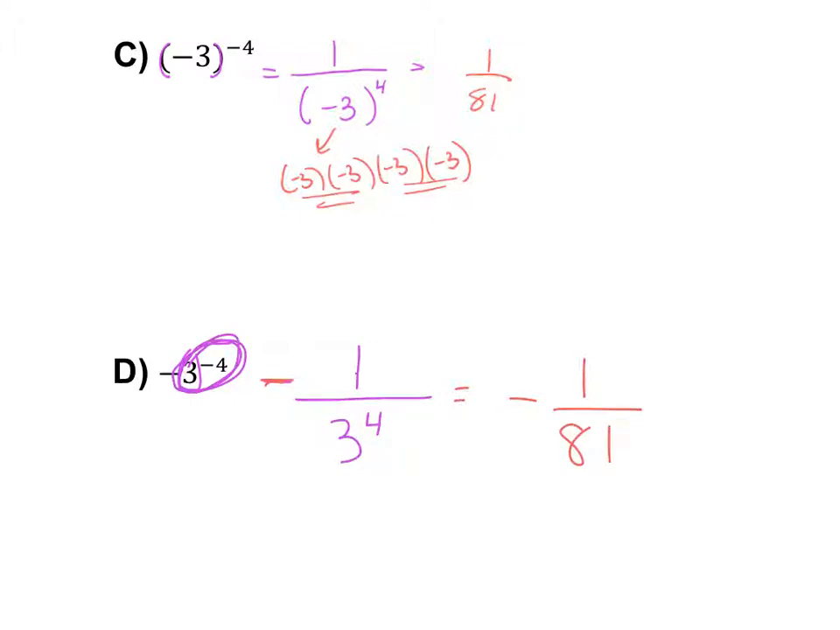So pay close attention to the difference between when you have negative 4, like you do up above, as the exponent of the entire parentheses, and in this case, the negative 4 is actually the exponent of just the 3, right there.